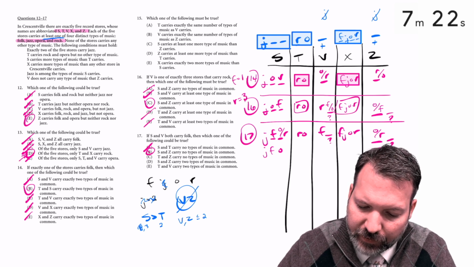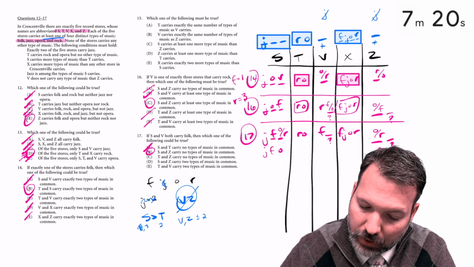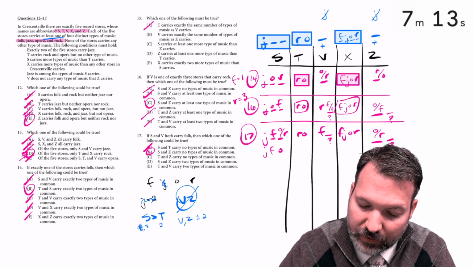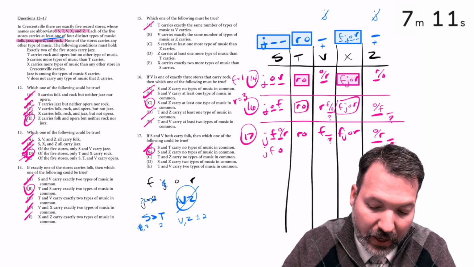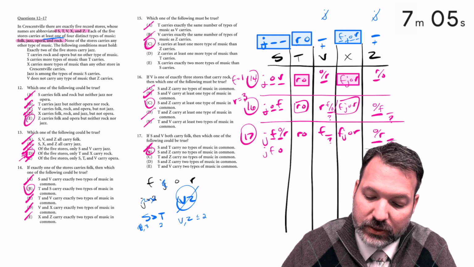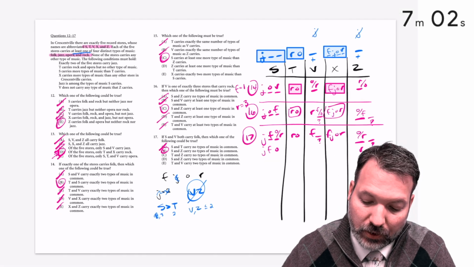And number 15, which one of the following must be true? T carries exactly the same number of types of music as V. That does not have to be true. V carries exactly the same number of types of music as Z. Does not have to be true. S carries at least one more type of music than Z. Yes, S is 3, Z is at most 2, so that has to be true.